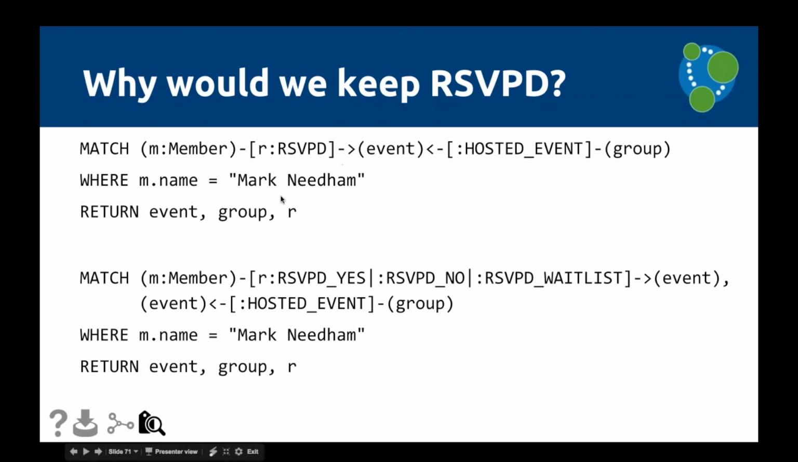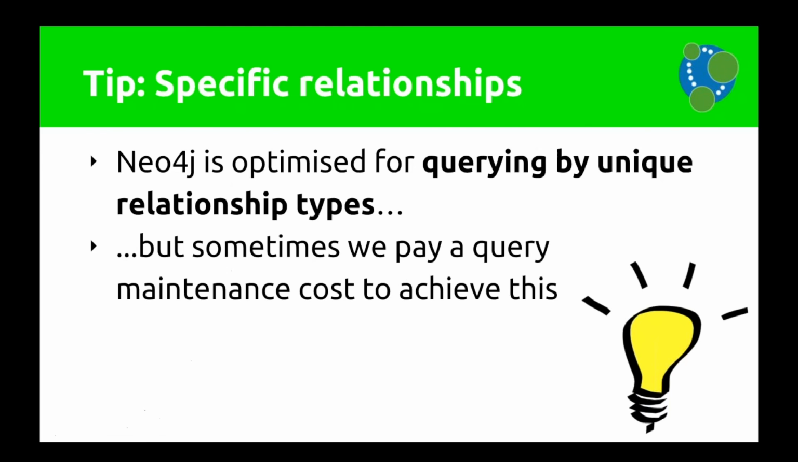But if we were building a page where we want to show all the RSVPs, so I'm like, hey, let me show you, as a user, here's all the responses that you've ever done. If we're using RSVP and we've got the actual response as a property, then the query is quite simple. We can just say, find the RSVPs for Mark, find the events, and find the groups that hosted those events. But if we split them out, we've now got to list each one separately. And if there happened to be another response other than yes, no, and waiting list, we've got to update our query to take that into account. That's a disadvantage of using the more specific ones. Again, there's a trade-off to make. So make your relationship types specific, but be aware that sometimes there's a maintenance cost that you might have to pay for getting really specific.